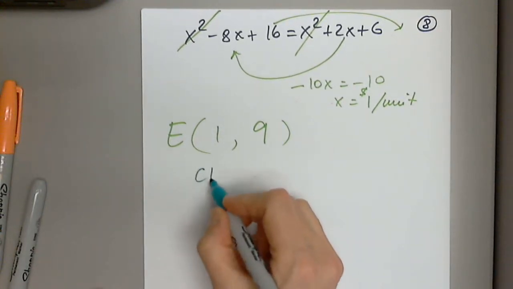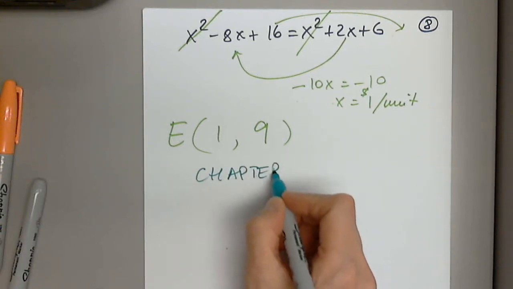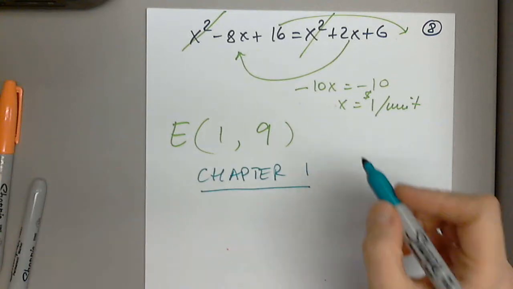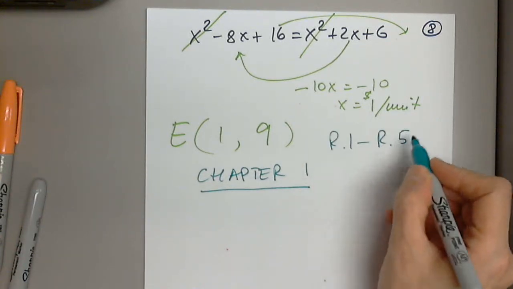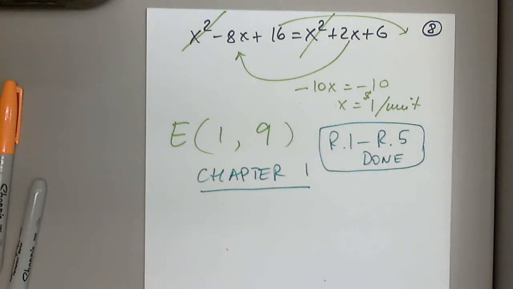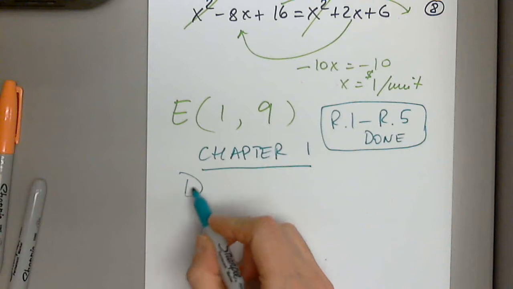Okay, so chapter 1. Please do not forget to finish all your homework as soon as possible and bring any questions to class from the review. So R.1 through R.5 is done. So I'm hoping that you will work on all the assignments as soon as possible and bring a list of questions. Okay, chapter 1, differentiation.